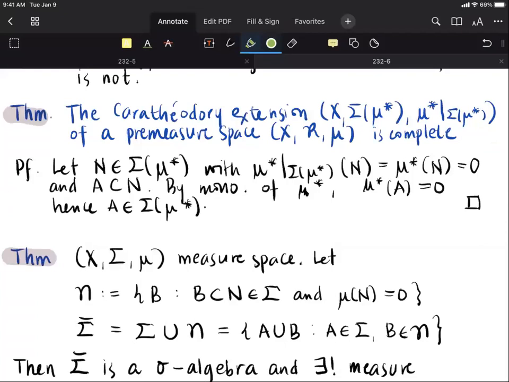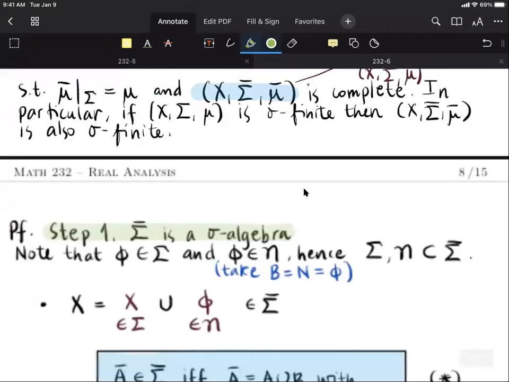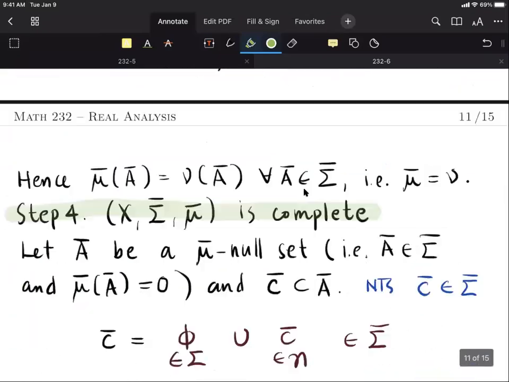So the question is, if I have a measure space, I form the completion, and I also form the Caratheodory extension. Are they the same? In some sense, this is a sort of uniqueness of the completion. In fact, the answer is affirmative if you have a sigma finite measure space, and this will be our next theorem.